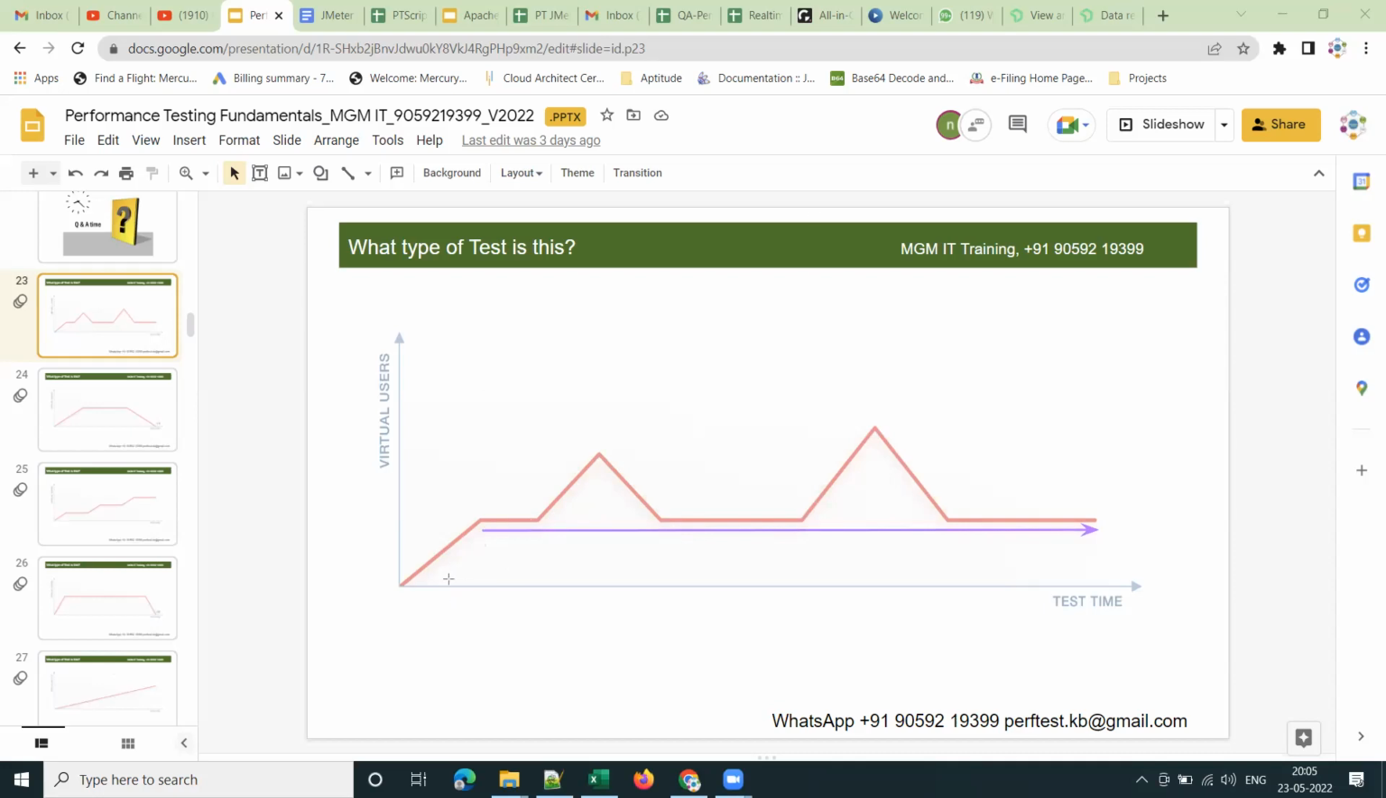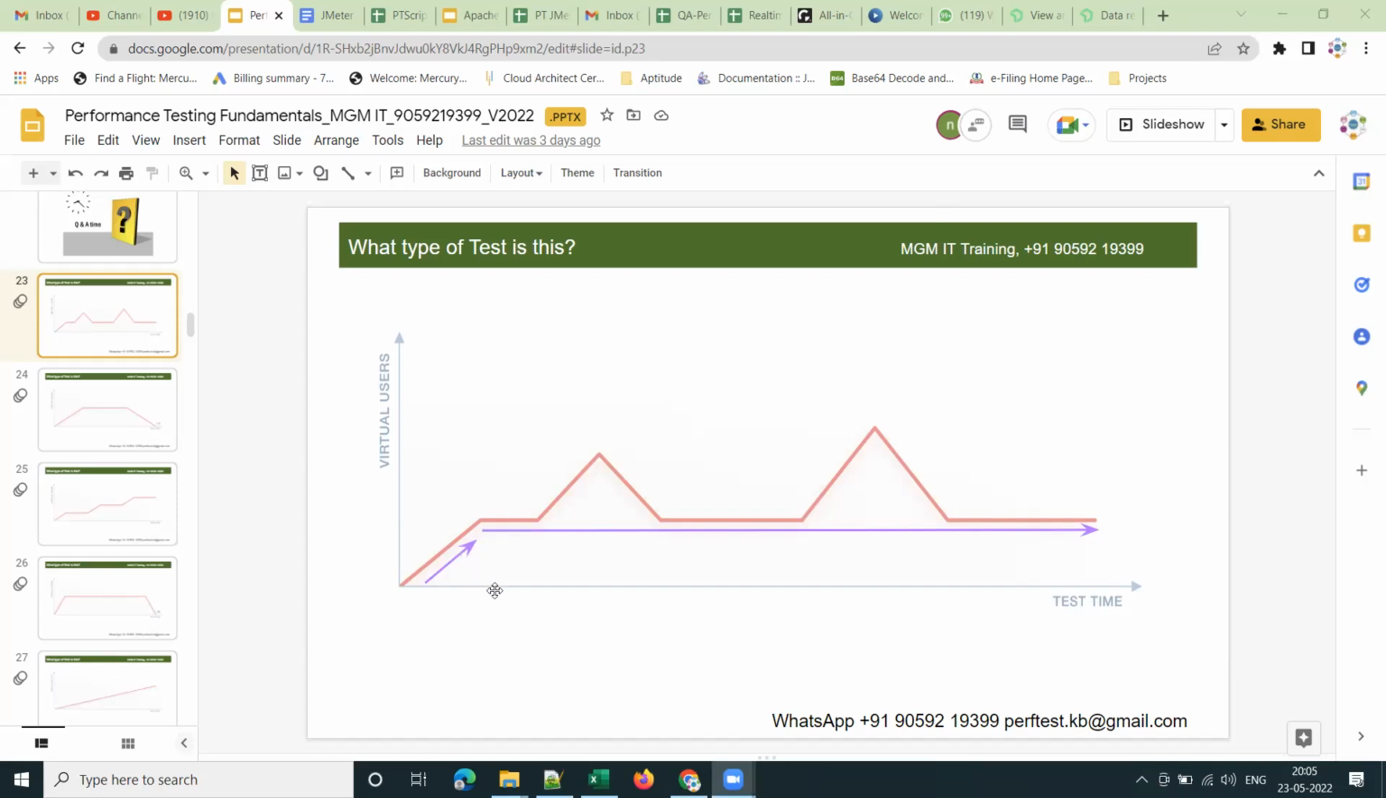So this graph represents a spike testing. Clear, guys? Let's understand what this part is called. This part is called ramp up. It means we are gradually increasing the user load to the normal load on the application. That's how it will be in real time, right?